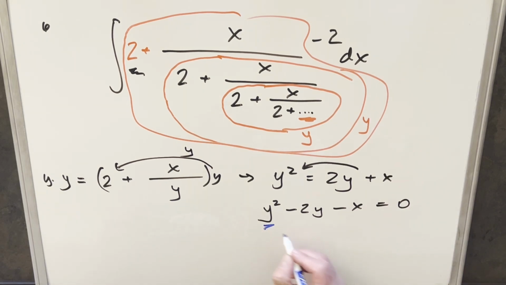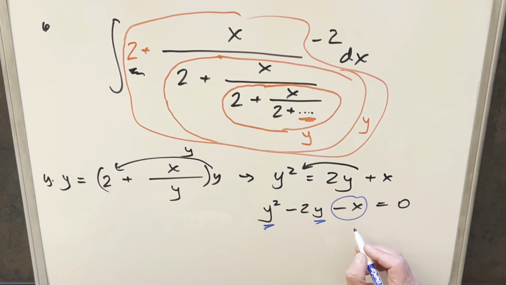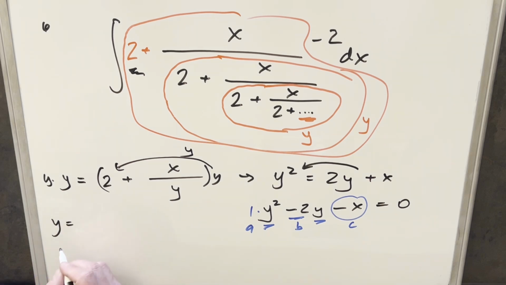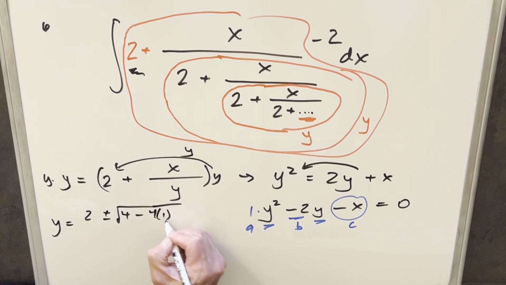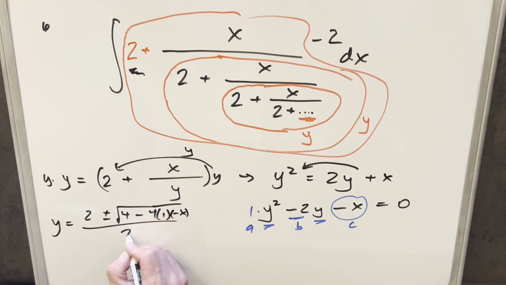We're solving for y. Keep in mind that x in this case we're considering a constant, so this x is going to be like our c value. Our b value is minus 2, and we have a 1 for our a value. Putting together our quadratic formula, we have minus b out front, so 2, plus or minus the square root of b squared, which is 4, minus 4 times a, which is 1, times c, which is minus x, all over 2a, or just 2. Minus times minus is plus here.